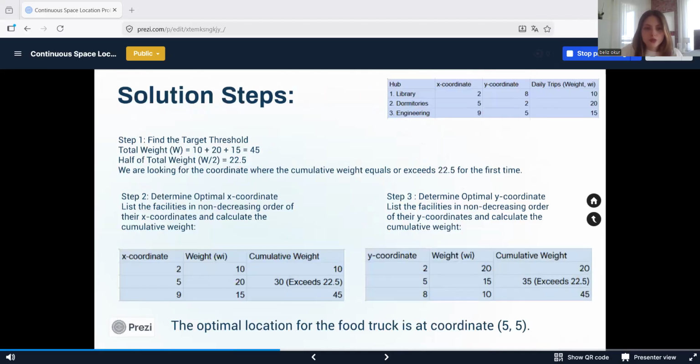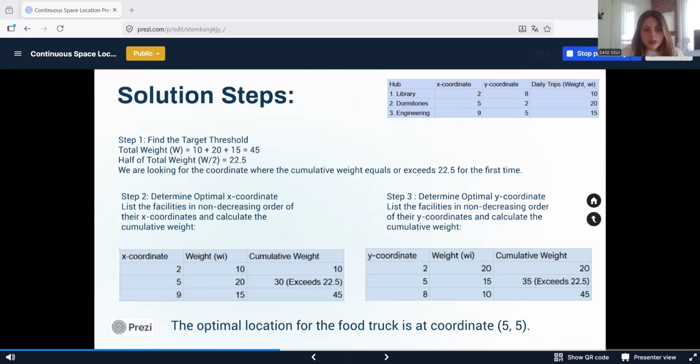Here's how the median method works step by step. Step 1, find the target number. We add up all our daily trips to get the total weight. 10 plus 20 plus 15 is 45. We divide that by 2 to get 22.5. We need to find the exact point where our running total reaches or passes 22.5.